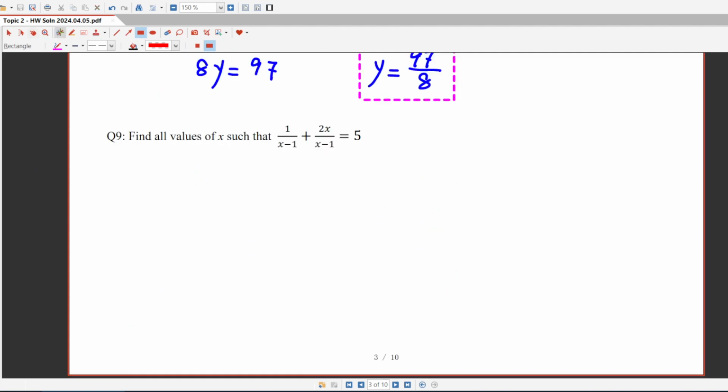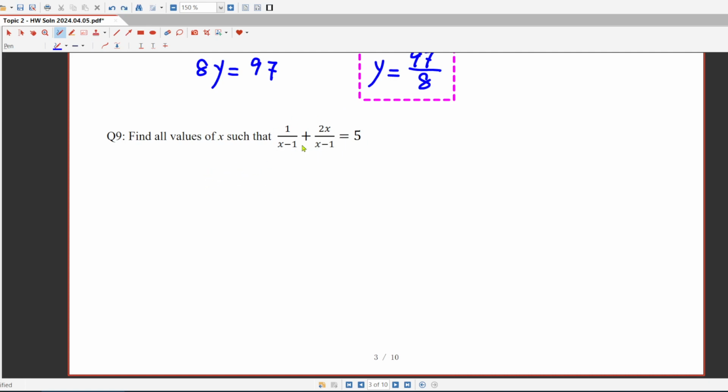Find all values of x such that 1 over x minus 1 plus 2x over x minus 1 equals 5. Okay, first of all, let's check if x can be 1. If x is 1, you will get 0 as a denominator. This is not acceptable in the real number set, right? So x is not 1. If x is not 1, we can multiply both sides by x minus 1, right?